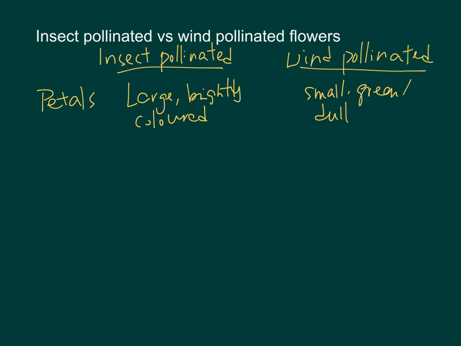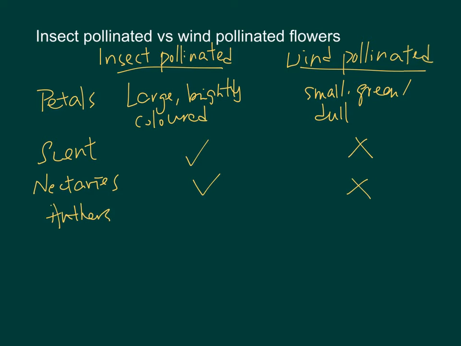Now let's take a look at the differences between insect-pollinated flowers and wind-pollinated flowers. Insect-pollinated flowers have bigger and more colorful petals. They also have a pleasant scent. They also have nectaries which produce that pleasant scent and the nectar. The anthers in insect-pollinated flowers are inside the flower, while in wind-pollinated flowers they are outside the flower.